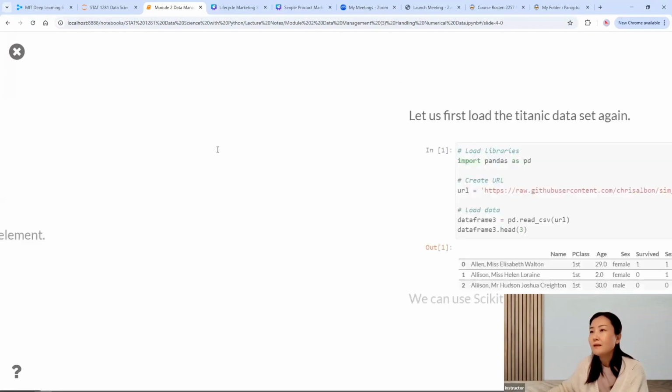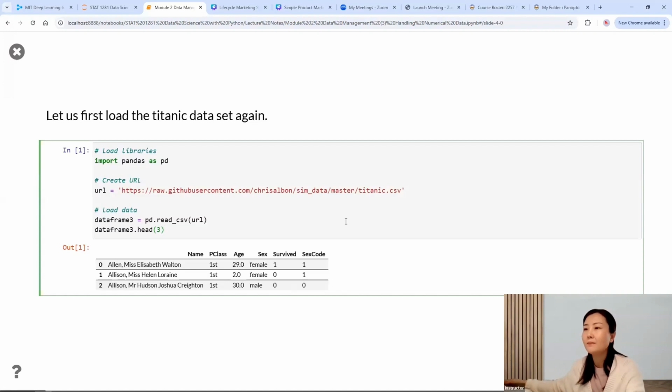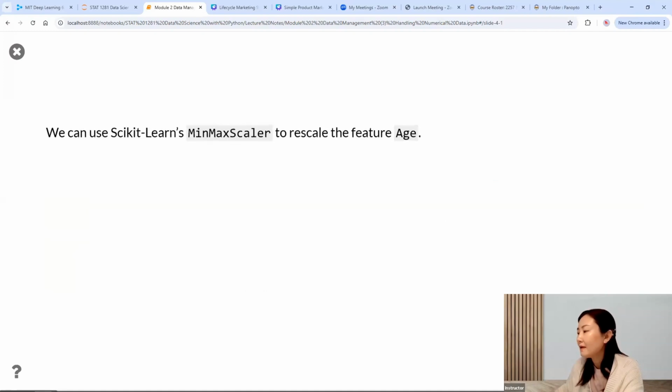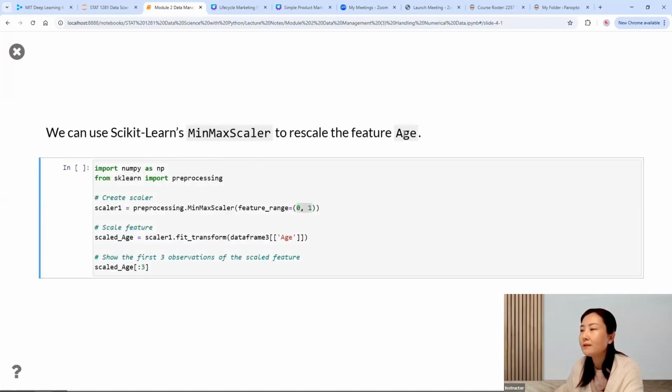The next scaler, let's take a look at an example. So we load the Titanic data set again, right? And now we'll focus on the age variable. Age is numeric, right? Then let's use the min-max scaler to rescale the feature age. Okay, so first, load the submodule called preprocessing from Scikit-Learn.